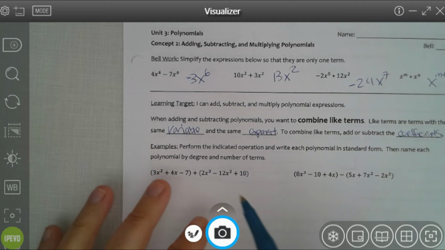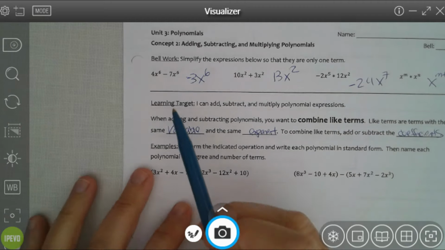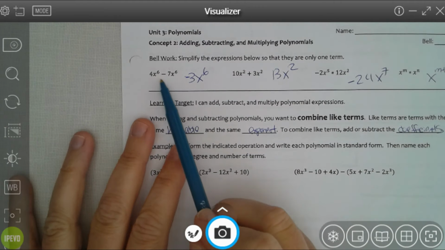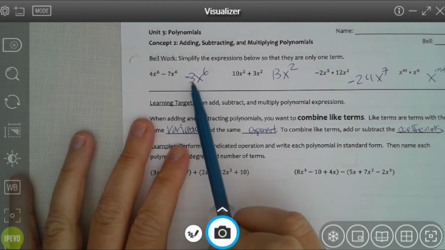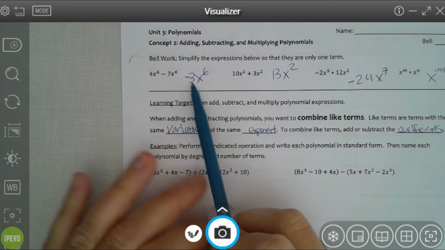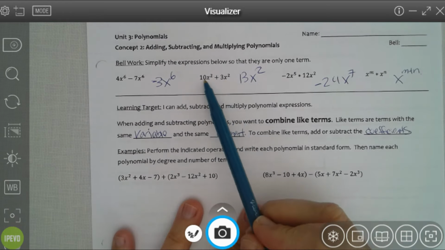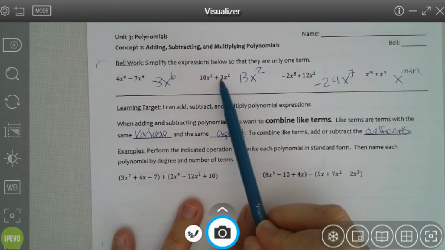So hopefully you did your bell work questions. Right here we have 4 minus the 7. The x to the 6 are the same, so you subtract your coefficients. That's why it says negative 3x to the 6. The x squared are the same, so we add our coefficients. That's how I get 13.